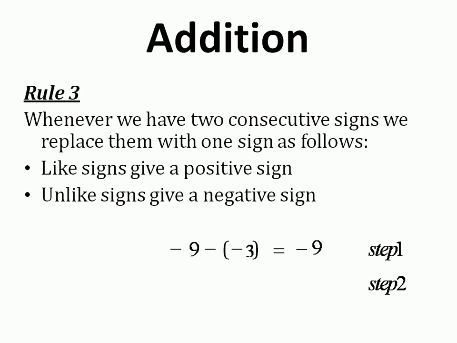Here we have the consecutive signs. Those consecutive signs are like signs. So we are going to replace them with a positive sign. So these consecutive signs are like signs, so we replace them with a positive sign. And then the 3 goes back. So we have negative 9 plus 3.